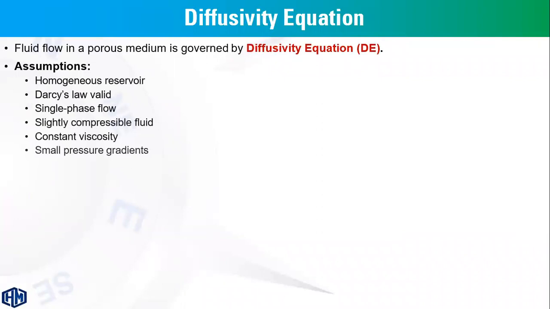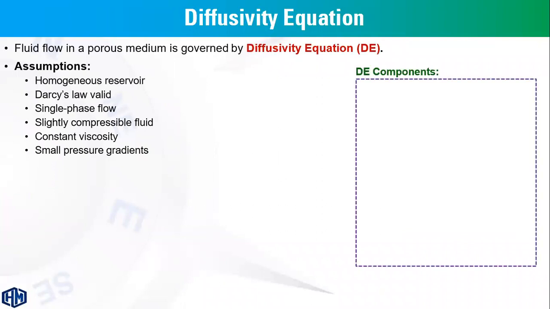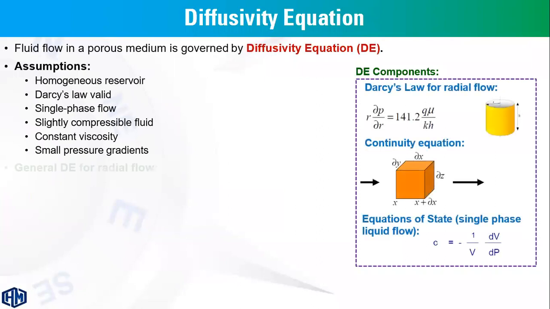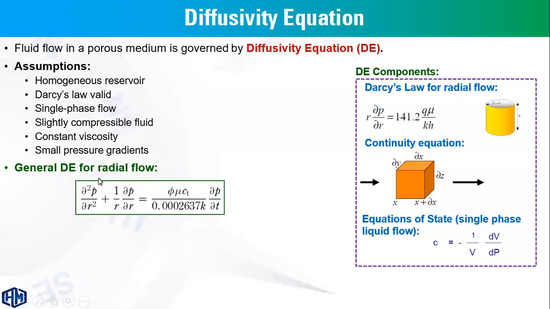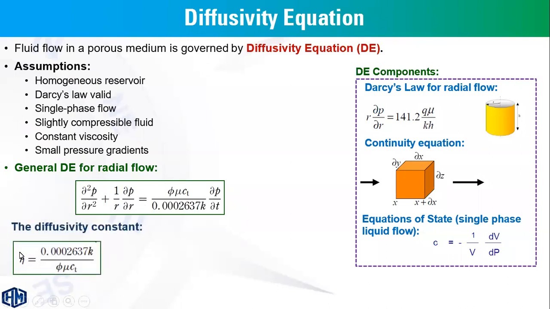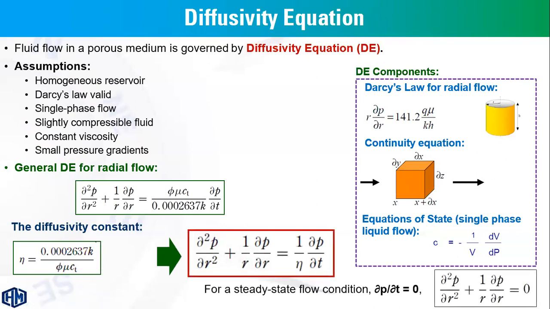Simply to define what we mean by the diffusivity equation: the diffusivity equation is the mathematical model to quantify pressure response and make interpretation of well testing. We have several assumptions in this equation, as you can see. What's important to know are the main components or principles of the diffusivity equation: Darcy's law, the continuity equation, and the equation of state or PVT equation. This is the general form of the diffusivity equation for radial flow. If we define this term eta as the diffusivity constant, we can define this equation in this form, which is the generalized diffusivity equation for radial flow.